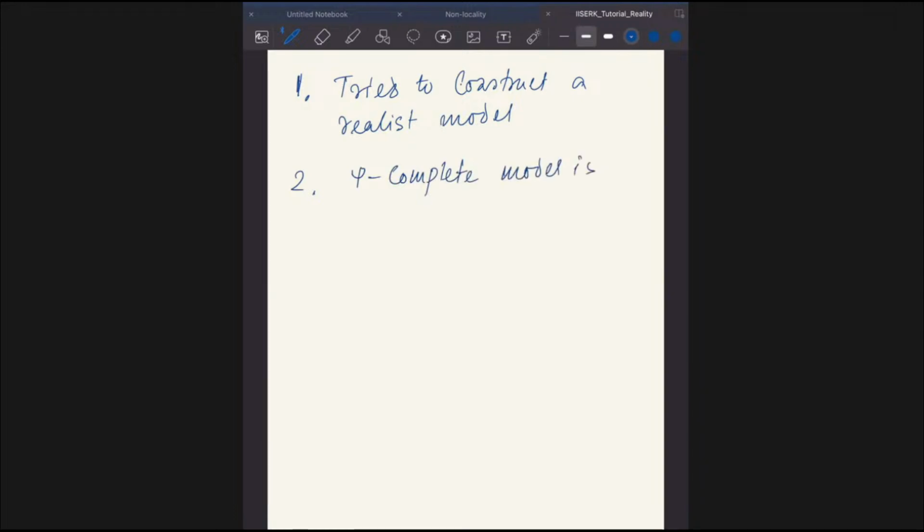So first thing I have talked about, we tried to construct a realist model. We saw that there can be the possibility of 3 kinds of model. We have discarded one model that is called psi complete. The psi complete model is discarded. Third thing is that we have gone through Einstein's Geneva Solvay conference argument about the incompleteness of quantum theory.